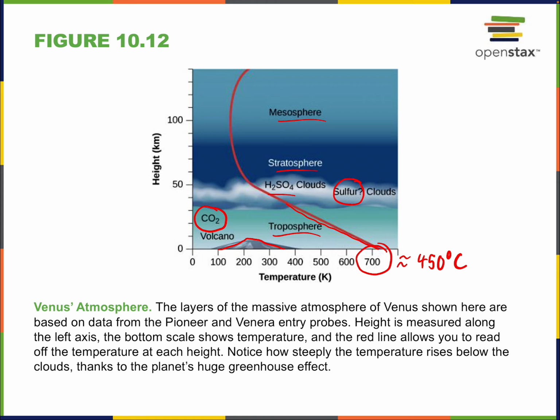What makes it so hot at the surface of Venus? Well, that incredibly dense atmosphere certainly has something to do with it, but also this huge amount of CO2. There is a runaway greenhouse effect. There's so much CO2 in the atmosphere that the heat is just trapped.